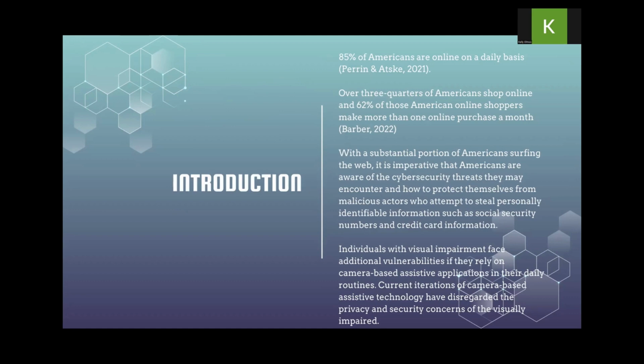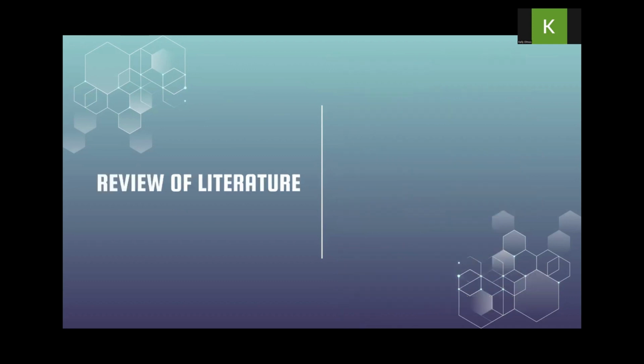There are assistive technologies that are supposed to help people with visual impairments, but they kind of disregard their privacy and security concerns. So even if the intention is well, it doesn't really consider the privacy and security concerns of those people, because people with visual impairments are also underrepresented when it comes to creating these types of applications. So the review of literature.